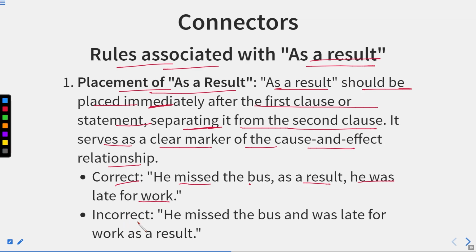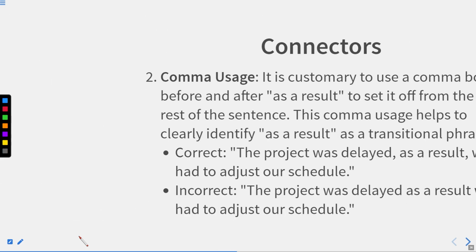Okay. Now, what can be the incorrect statement? He missed the bus and was late for work as a result. Okay, so incorrect. What is incorrect? We cannot write "as a result" at the end of the sentence. Okay, but we can write it in the middle of the sentence. Also, we cannot begin the sentence using "as a result."